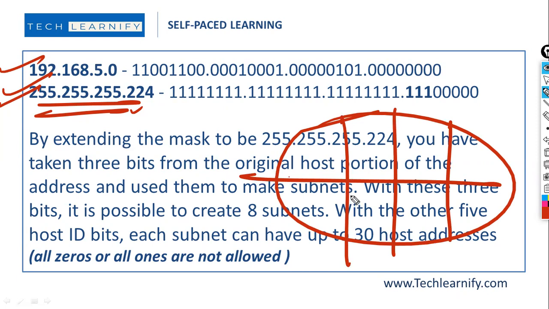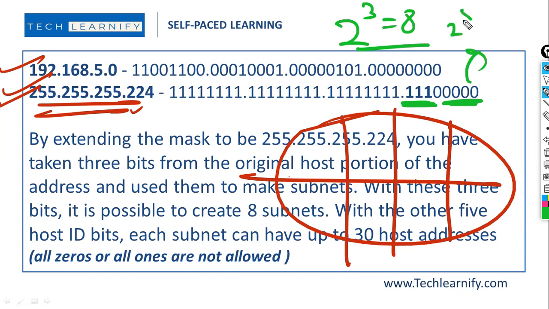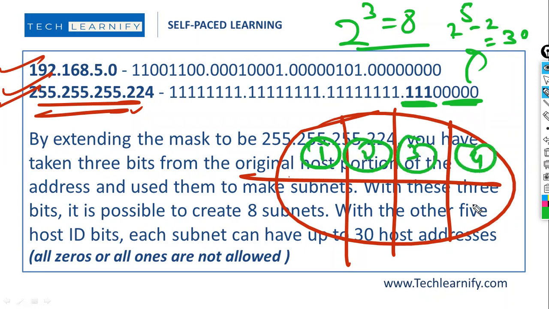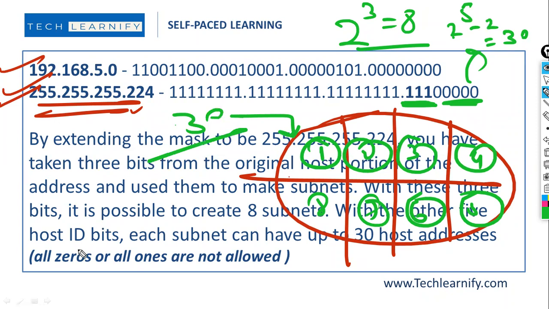First conclusion, why 8 subnets? Because I can see 3 bits borrowed from the host portion. So 2 raised to the power 3 means 8 subnets. And now there are 5 bits for host. So I can also compute hosts per subnet, and that is 30, because 2 raised to the power 5 means 32 minus 2. So 8 subnets, and each subnet with 30 valid IPs.